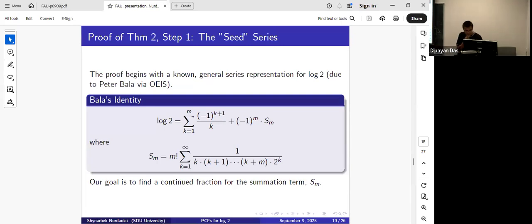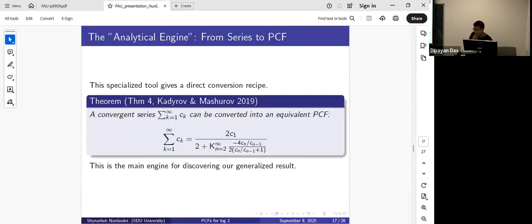So that's why Kadyrov and Mashurov proposed a theorem that says that for every convergent series, we can convert it into a continuous fraction, which is equal to this formula. Don't worry about this formula. We get this from the recurrence solution, so it's not that hard. As you may see from here, what we have is -4 multiplied by Sn divided by Sn minus 1. Here we will also have Sn divided by Cn divided by Cn minus 1. This will be a very important point.